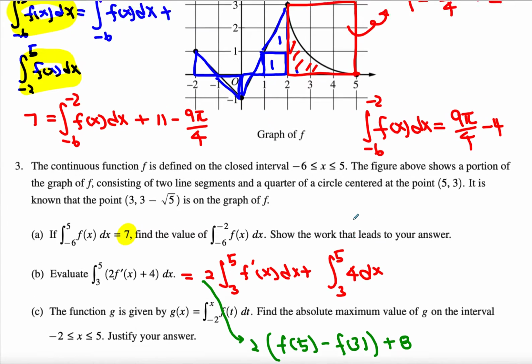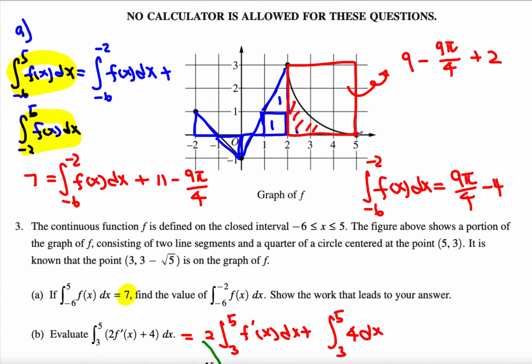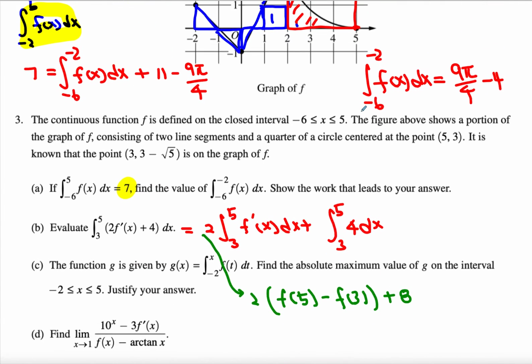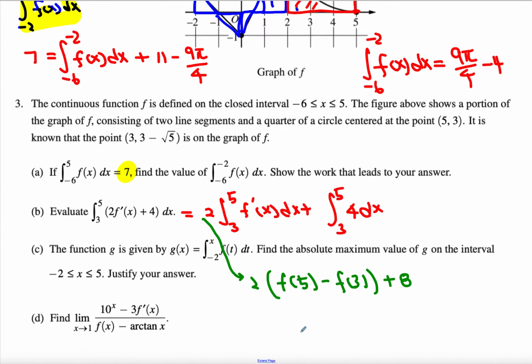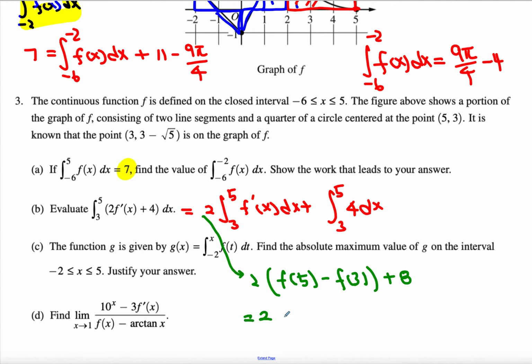Now, what is f of 5? f of 5 is equal to 0. What is f of 3? Oh, we figured out what this one was. So in fact, our answer now becomes 2 times the negative of that, which is negative 3 plus radical 5, because negative of negative becomes positive, plus 8. Then what we end up getting is negative 6 plus 8 becomes 2 plus 2 radical 5. So that becomes our final answer.